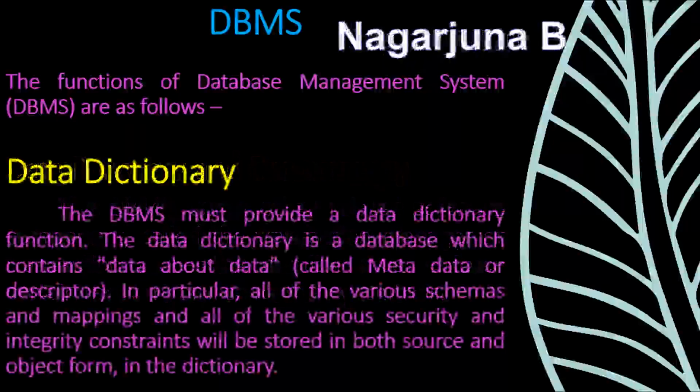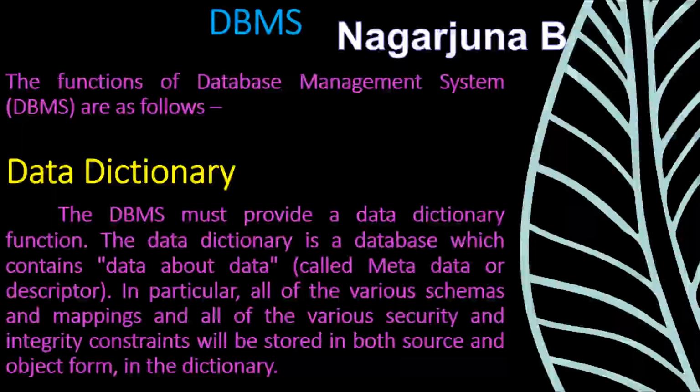Data dictionary. The DBMS must provide a data dictionary function. What is a data dictionary? A data dictionary is nothing but a database which contains data about data. It is also called metadata or a descriptor. That means it consists of all the data regarding whatever data is present in the database. For that purpose, it is called data about data, metadata or a descriptor.